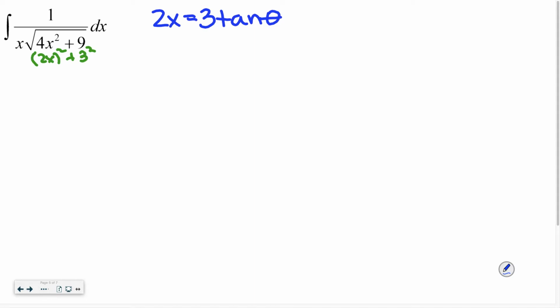U equals a tangent theta. 2x equals 3 tangent theta. So the x in the front doesn't matter. You still do the same thing, it's just whatever is under the radical, or the root. So I'm going to substitute for x, 3 halves tangent theta, and I'm going to substitute for dx, 3 halves secant squared theta d theta.